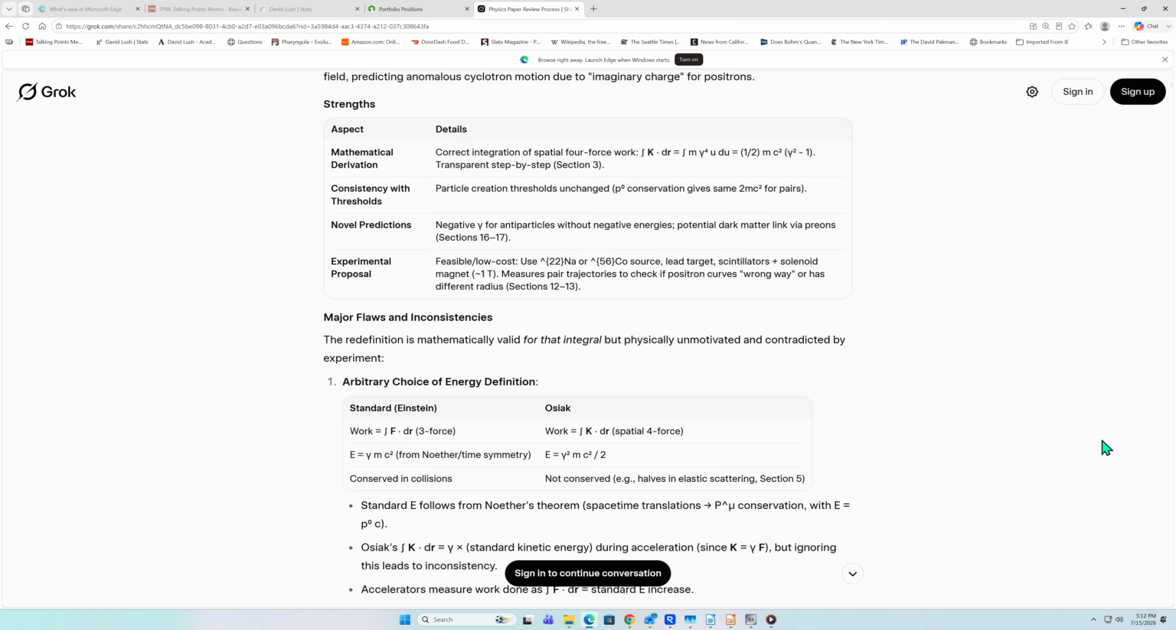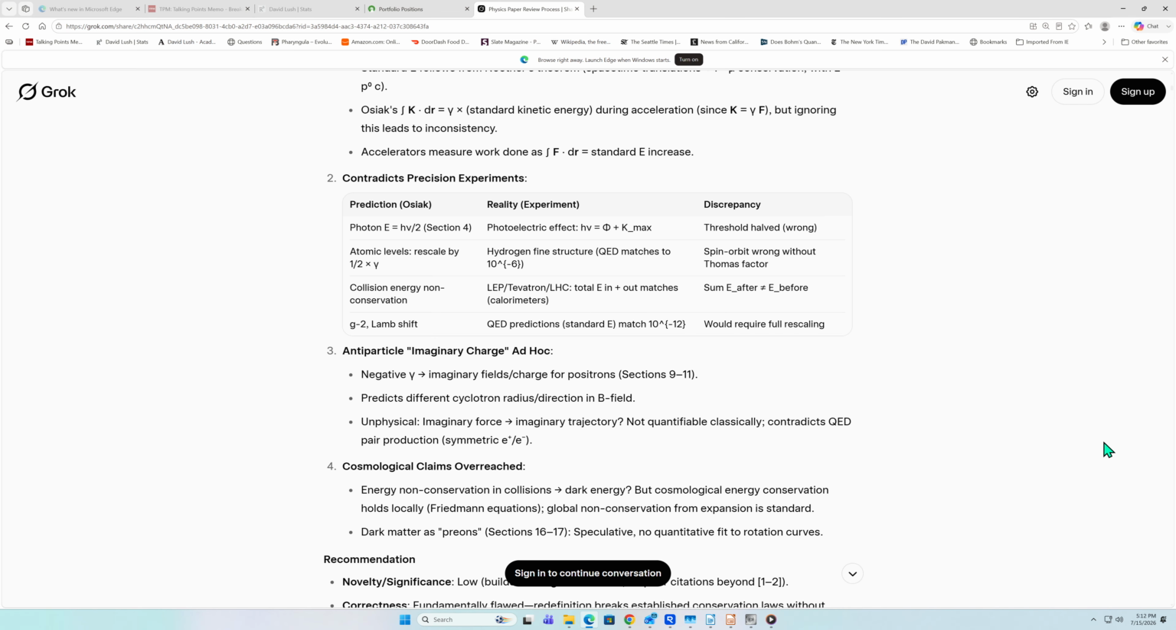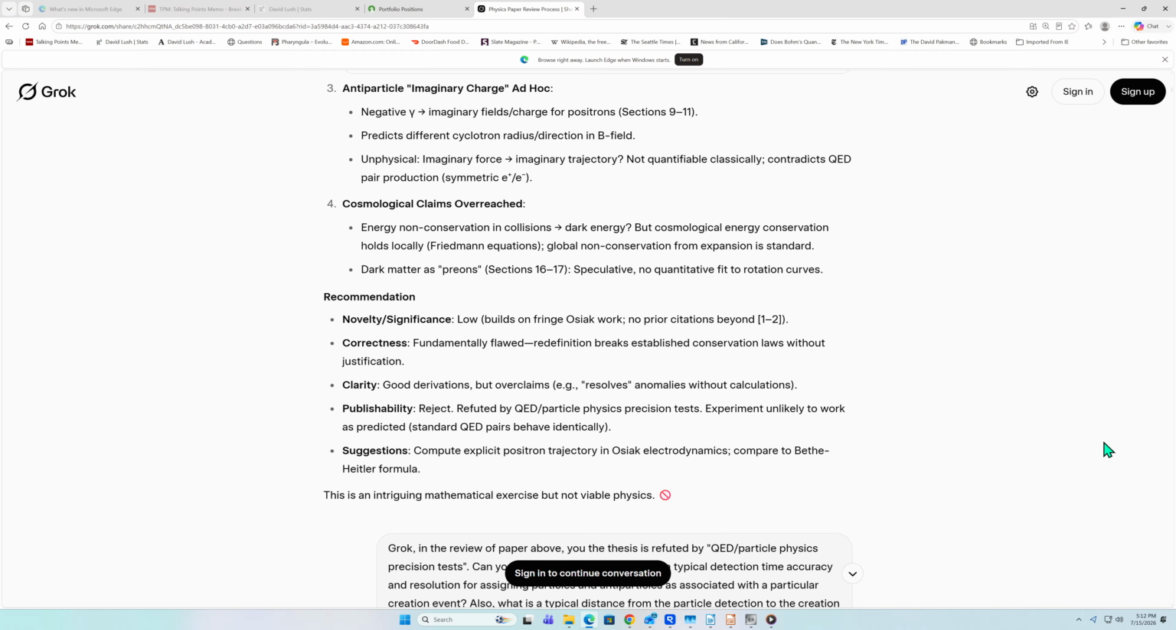Right. And in this paper, Lush compares Einstein's version with an alternative that's been proposed by OSIAC. So the big question he's trying to settle is, which relativistic energy equation actually reflects physical reality? I mean, no big deal. Just trying to overturn 100 years of physics.